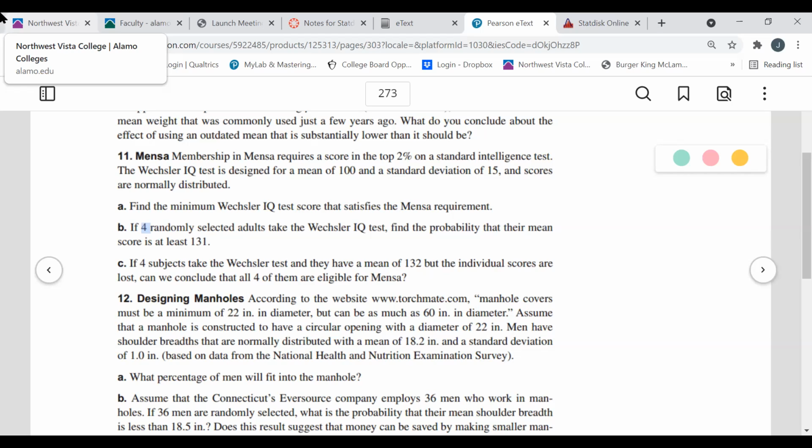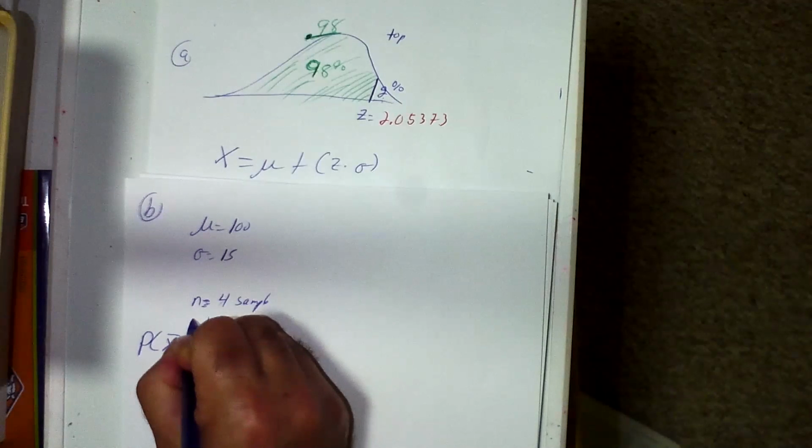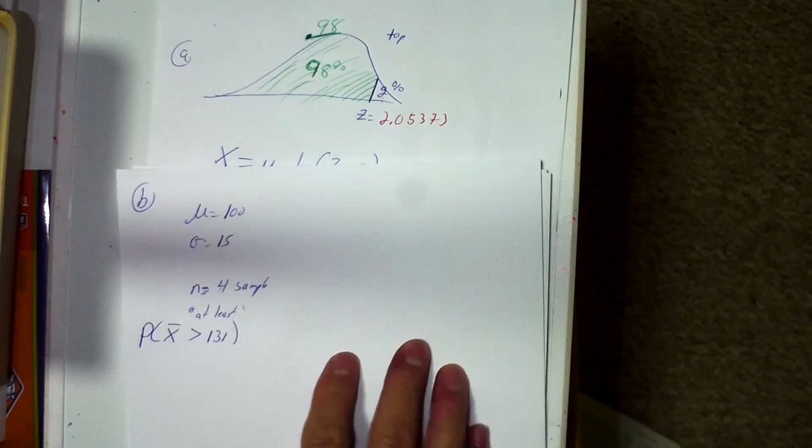X bar is greater than 131. That's what at least means. X or more, I think. At least. Greater than. You've got to think about it. You want at least 5 dogs. You want minimum 5. That's the smallest that you can go. I don't advise that, but hey, if you like dogs, 5 dogs. I only have 1. One's enough, at least. So that's what that means.